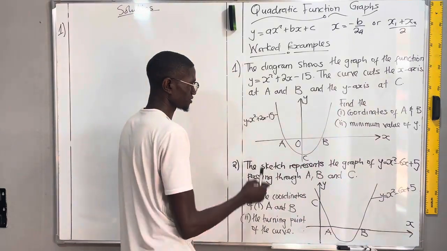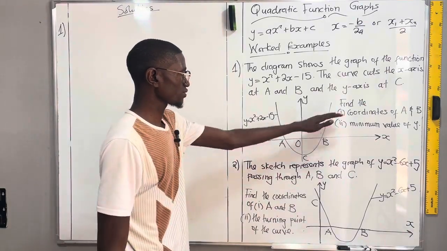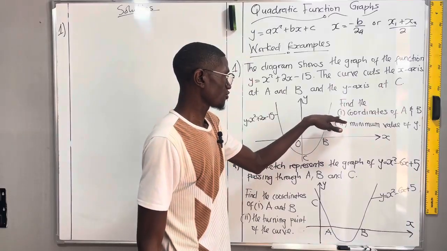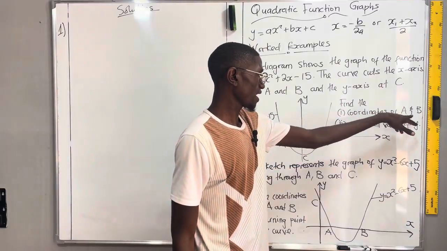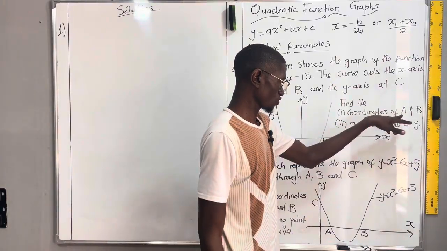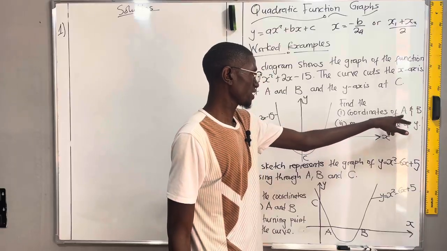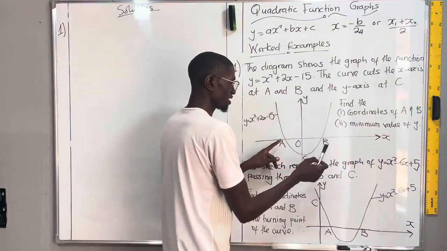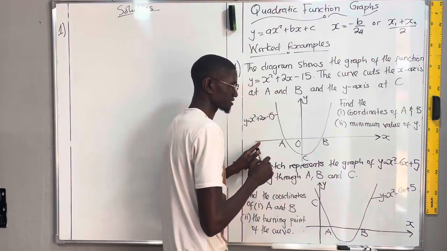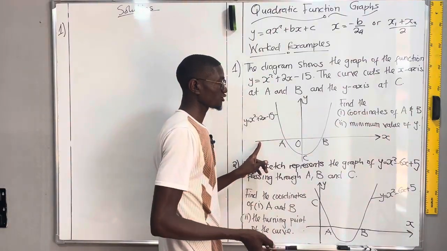At point C. And then this is the equation of the curve, which is the same as what has been given in the question. And then the question says, find (i) coordinates of A and B, (ii) minimum value of y. So to find the values of the coordinates of A and B, remember, A and B are lying on what? The x-axis. So we already know the y-coordinates for these points are going to be 0s.